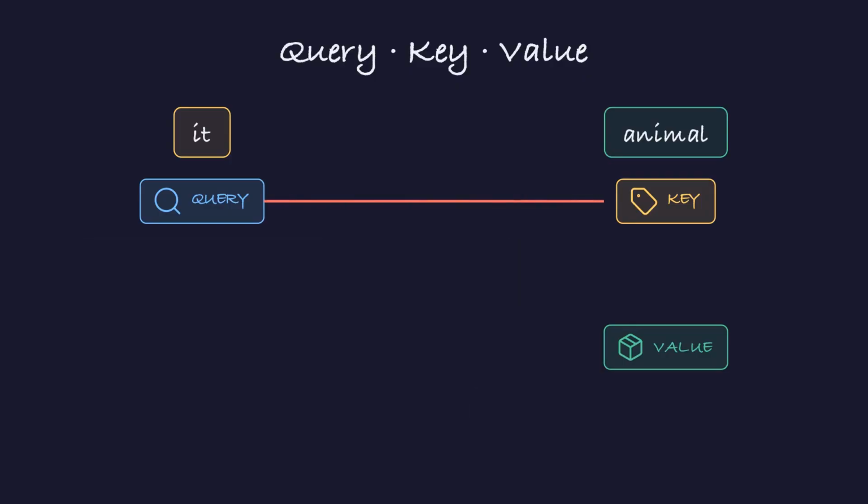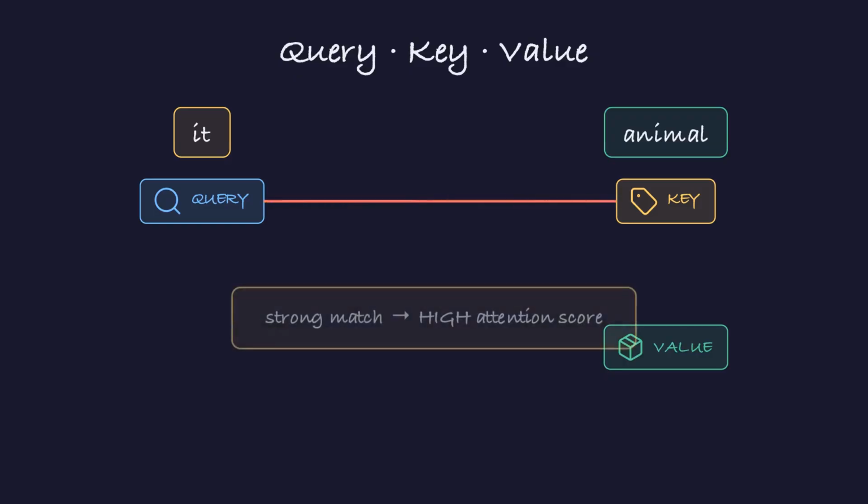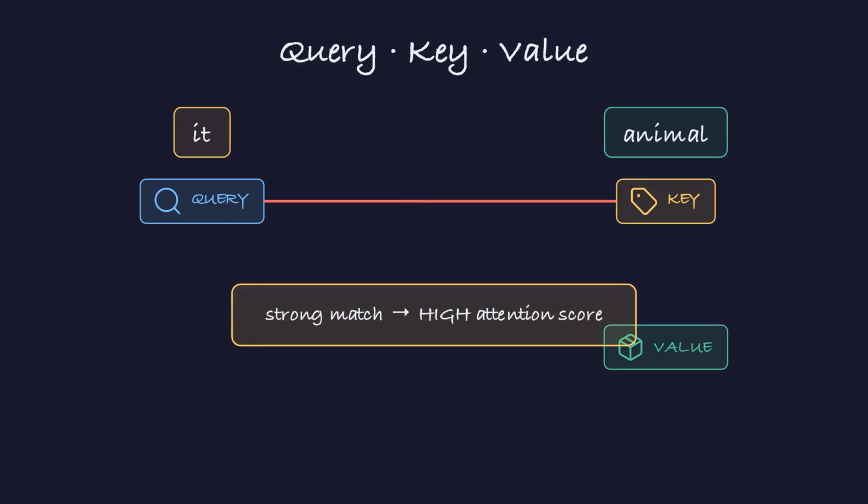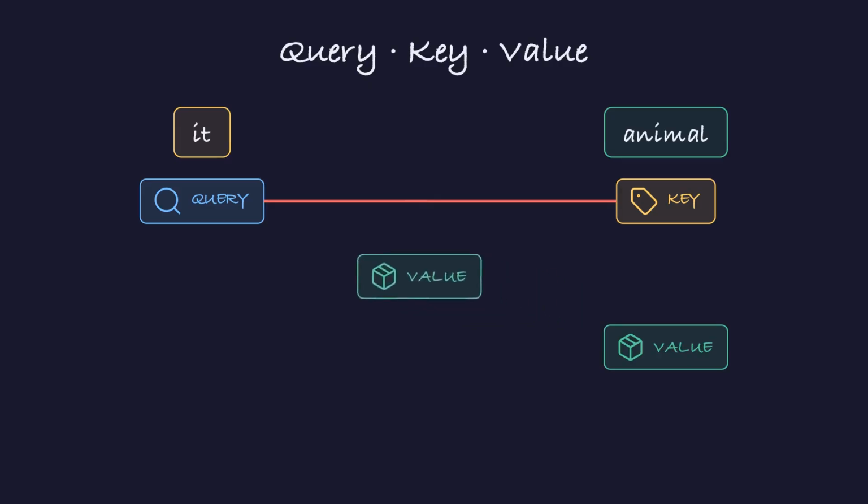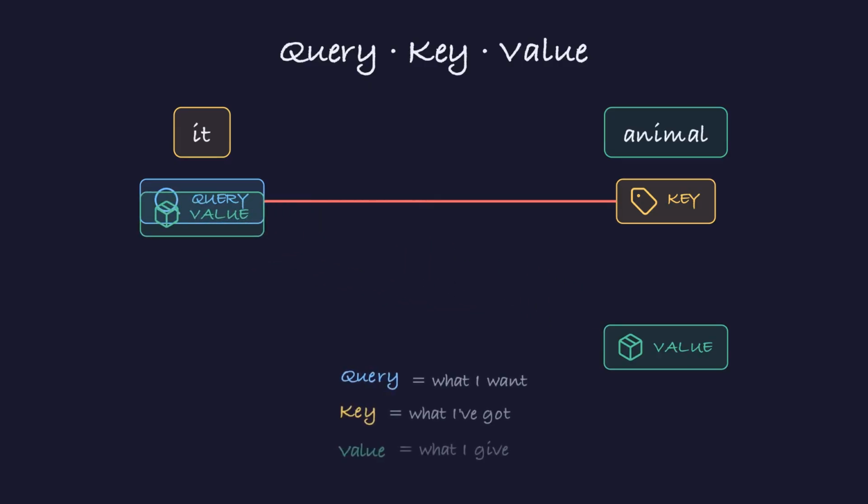Now the matching. Every word's query is compared against every other word's key. When a query and a key match well, "it" looking for a noun, "animal" advertising I'm a noun, that's a high attention score. And the better the match, the more of that word's value flows over. So "it" pulls in a big dose of "animal's" meaning and almost none of "the." Query, what I want. Key, what I've got. Value, what I give.